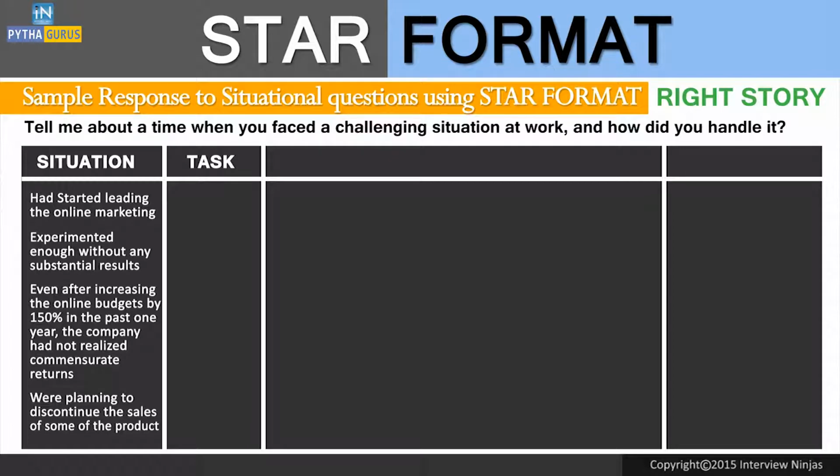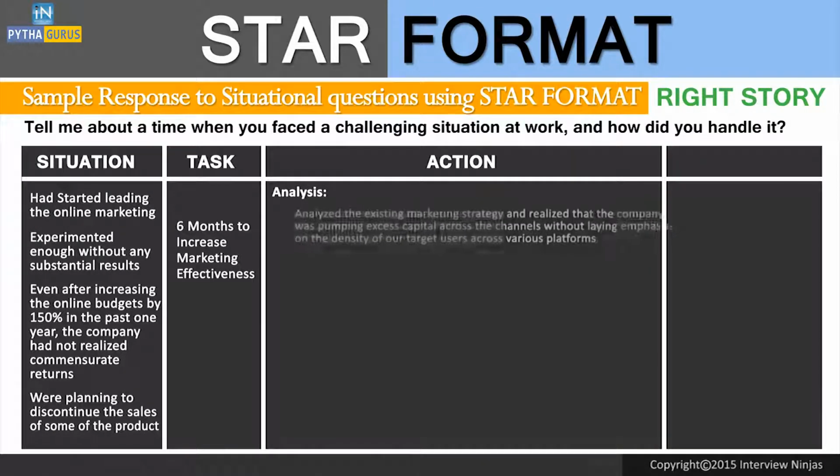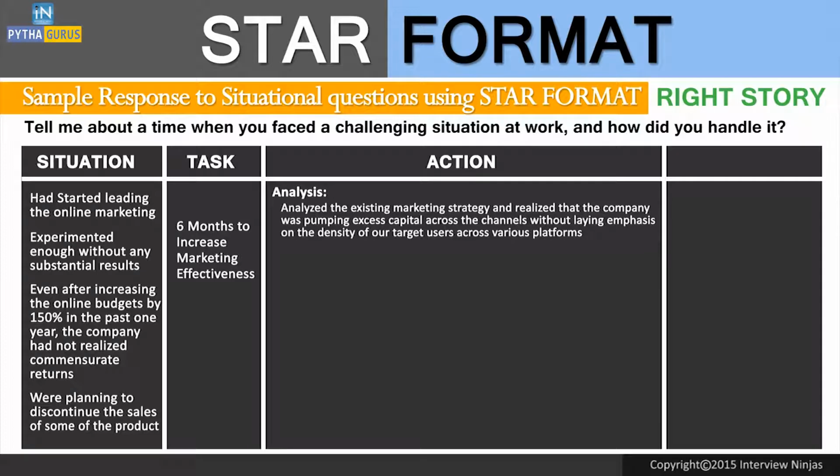Task: I had 6 months to increase the marketing effectiveness and show a sizable impact on the ROI within the same budgets. Action: there are 2 sections within action: analysis and execution. Now, within analysis, I analyzed the existing marketing strategy and realized that the company was pumping excess capital across the channels without laying emphasis on the density of our target users across various platforms.